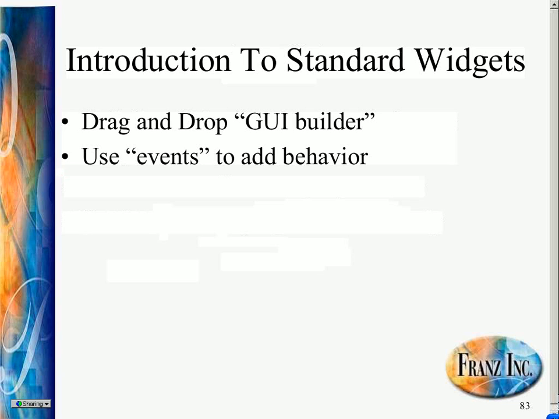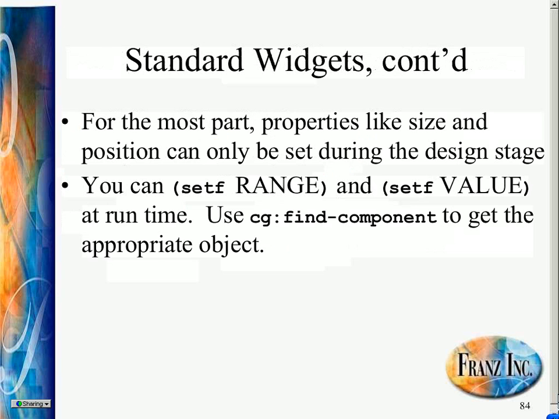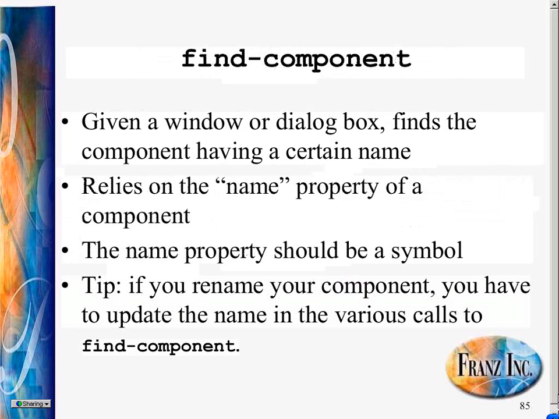A whole bunch of standard widgets. I showed you some. Drag and drop GUI builder. I put the editable text on. I put a button on, and you can move things and you can align them. We'll just do a couple of those things in a minute. I just want to, not too many slides left, but for the most part, the properties like size and position can only be set during the design stage. But the things that actually are showing what's going on are properties like the range and the value. You notice the value changed, and you can set the value programmatically. You can access the value after the user has changed it.